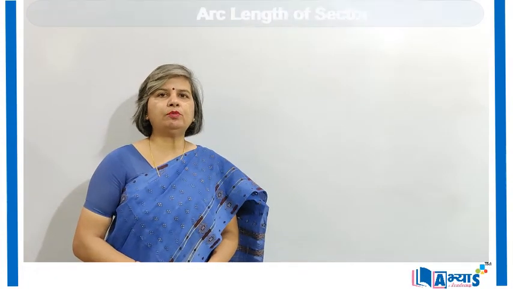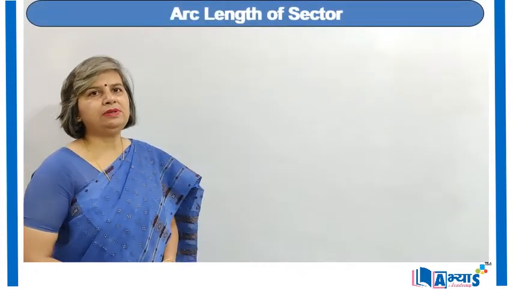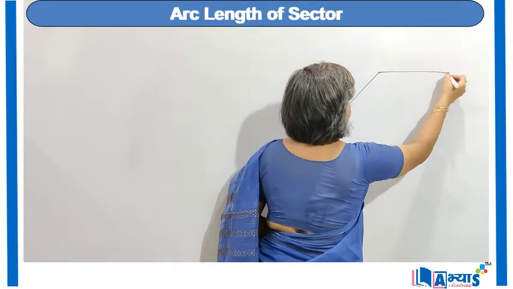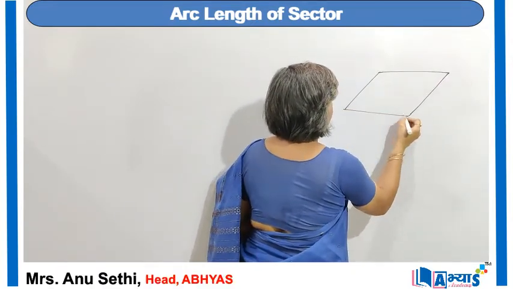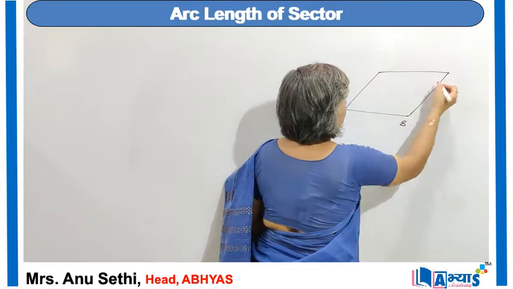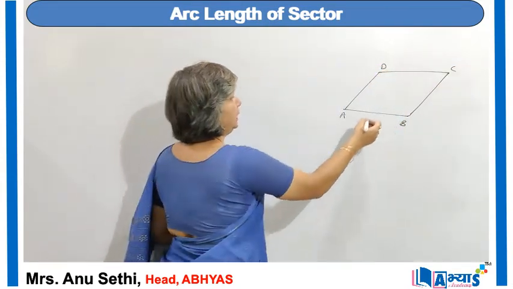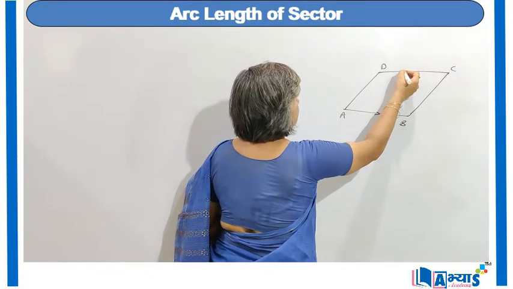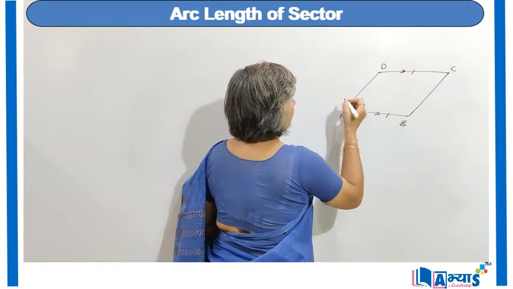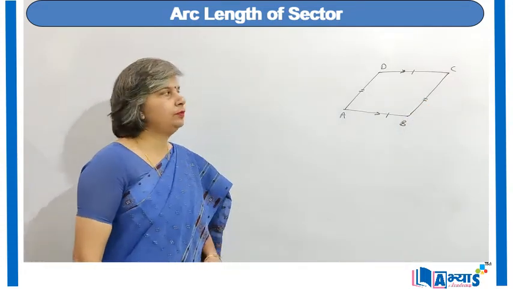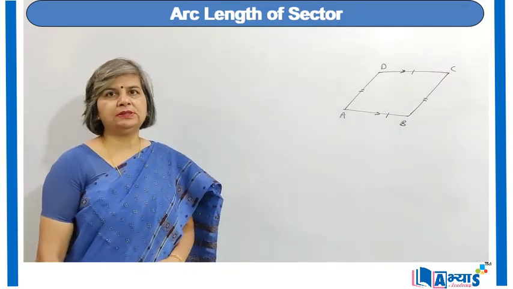Let us discuss the concept that in a parallelogram opposite sides are equal. That means if we are given a parallelogram ABCD, in a parallelogram ABCD the opposite sides are equal. That is, AB is equal to CD and AD is equal to BC. We have to prove that the opposite pair of sides is equal.